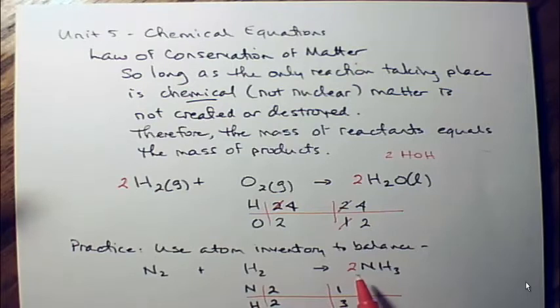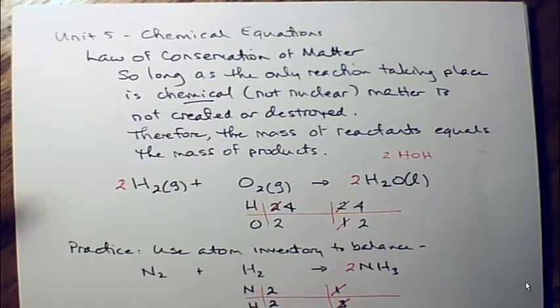Once I put the coefficient there to change the number of one of those two atoms, or any number of atoms in that formula, go ahead and mark out all of those atoms in your atom inventory. Then you know you have to go back and count them again. It helps you keep up with what you have to go back and count, and you won't miss one. All right.